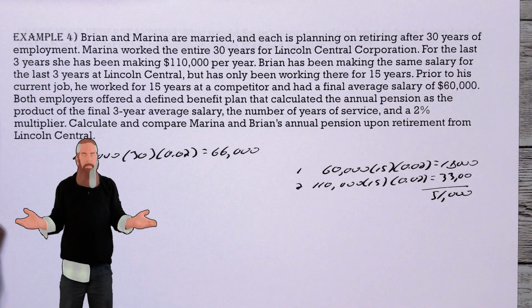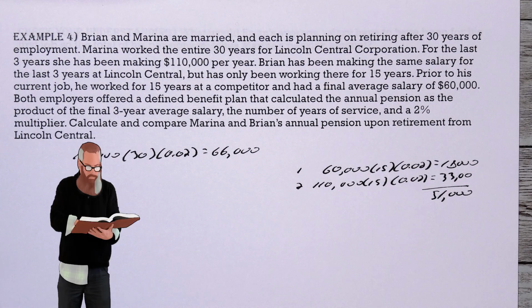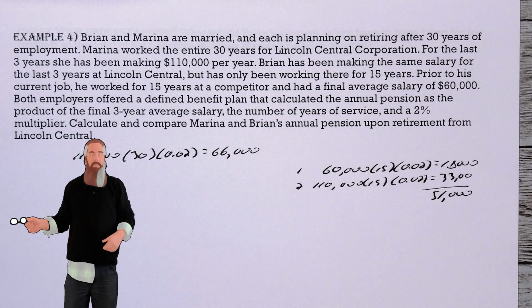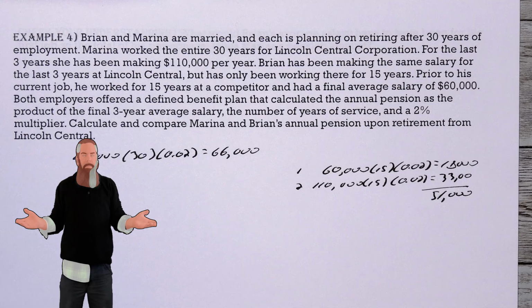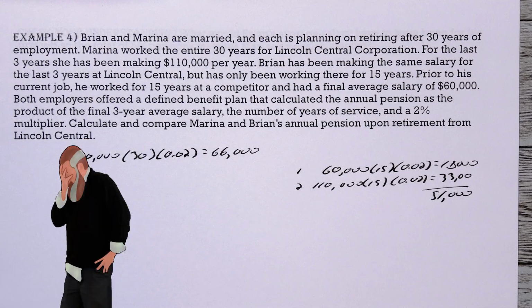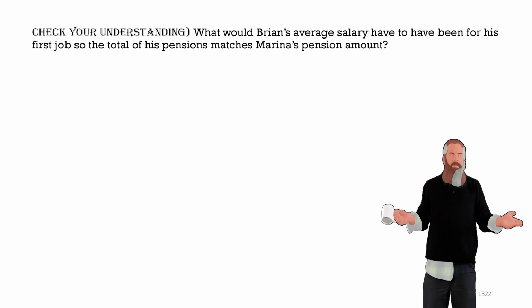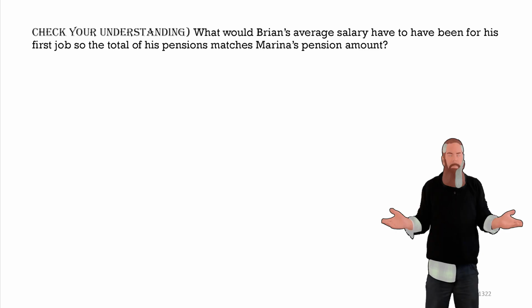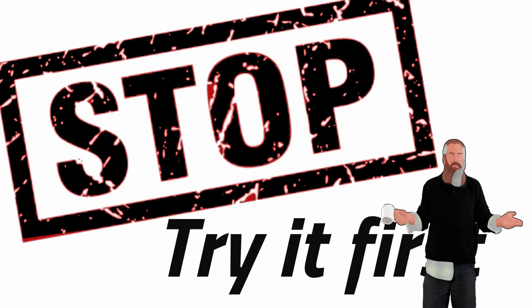Although Brian and Marina worked the same number of years and ended their career at the same time and salary, because Brian's average salary for the first 15 years was lower, his annual pension benefit is about $15,000 less than Marina's. Let's check your understanding by seeing what Brian's average salary would have had to be for his first job so that the total pension matches Marina's pension amount.